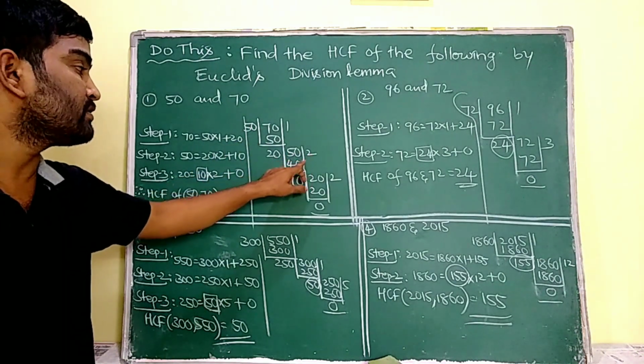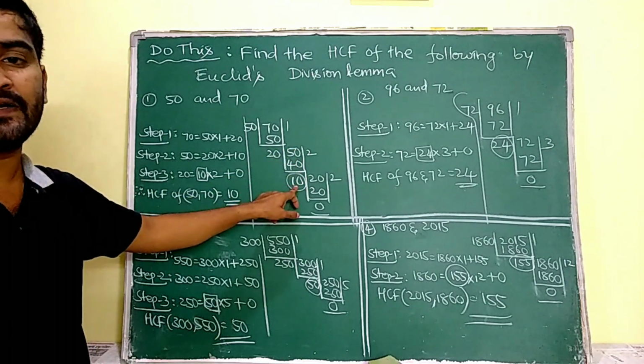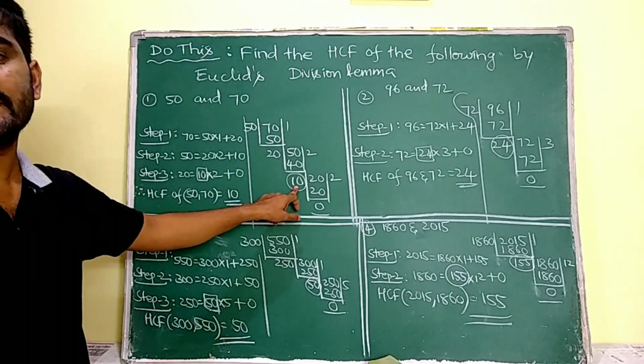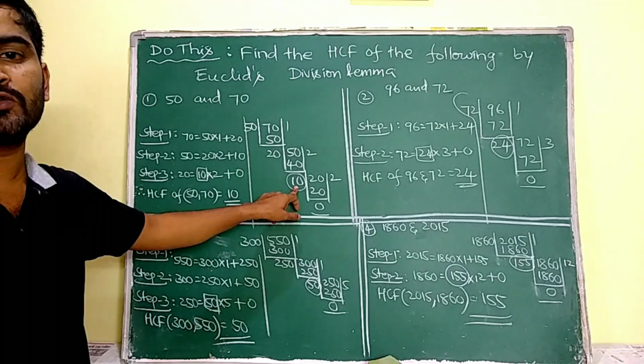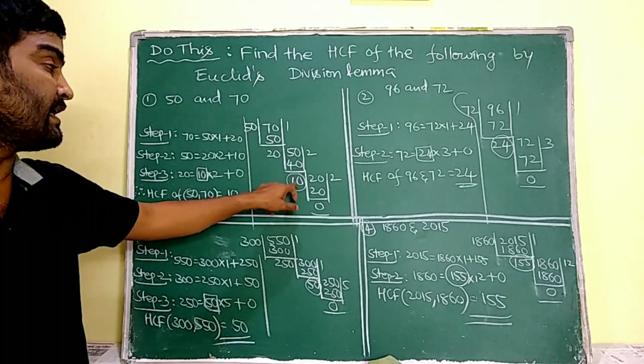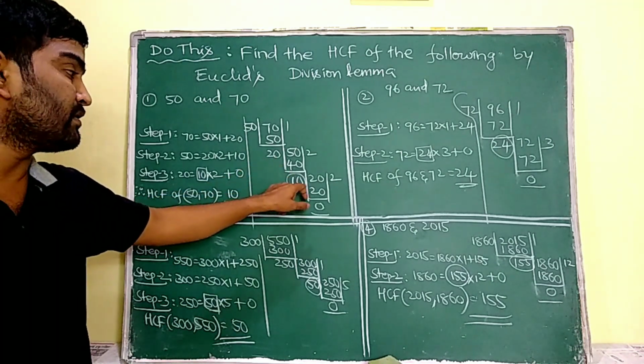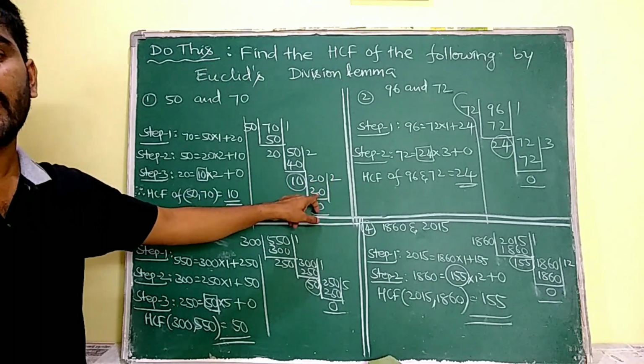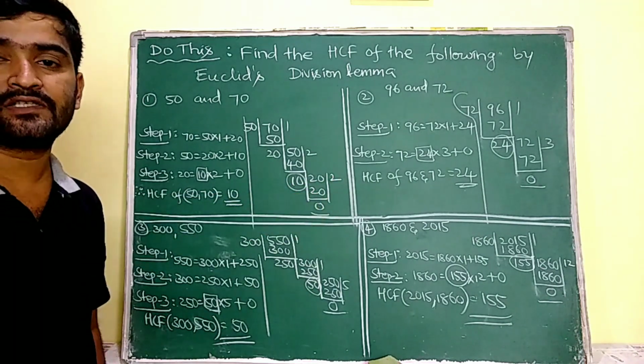So see, 20 2s are 40. Here the remainder is again 10. And this 10 is not equal to 0. So again I am going to continue this division. With this 10 I have to divide this 20. So 10 2s are 20. Okay. Here the remainder is 0.